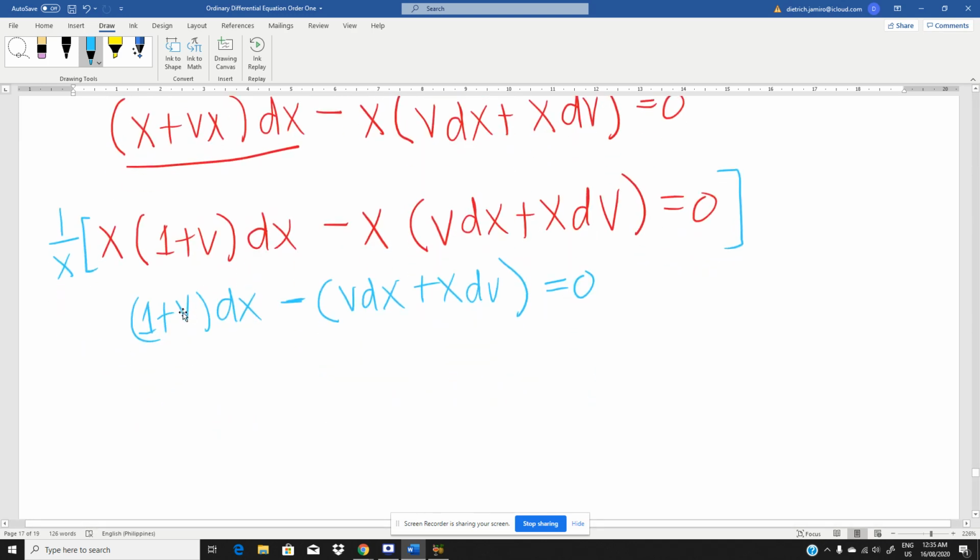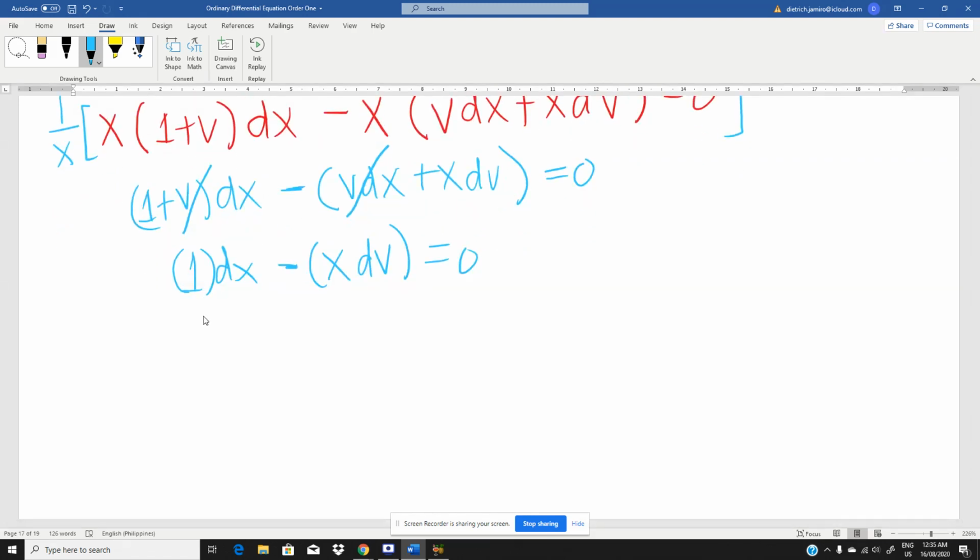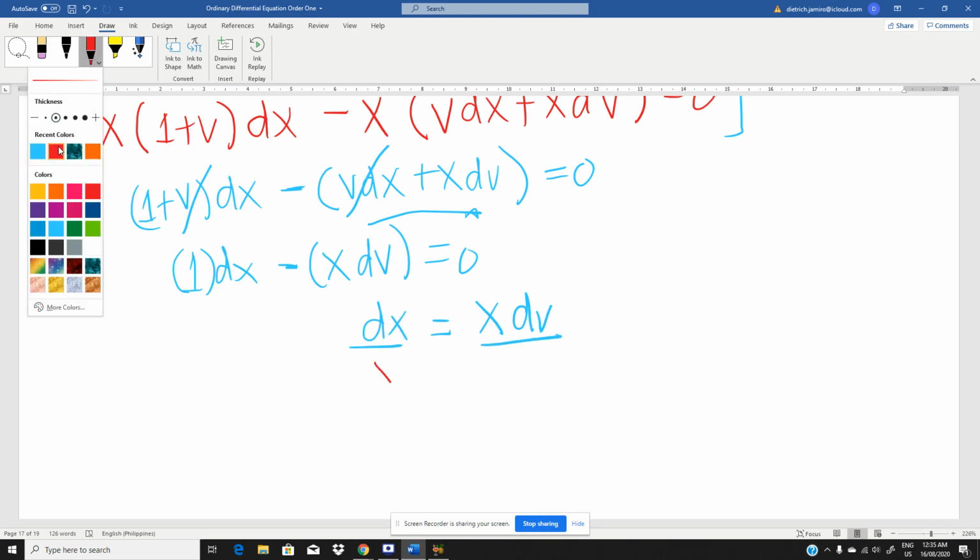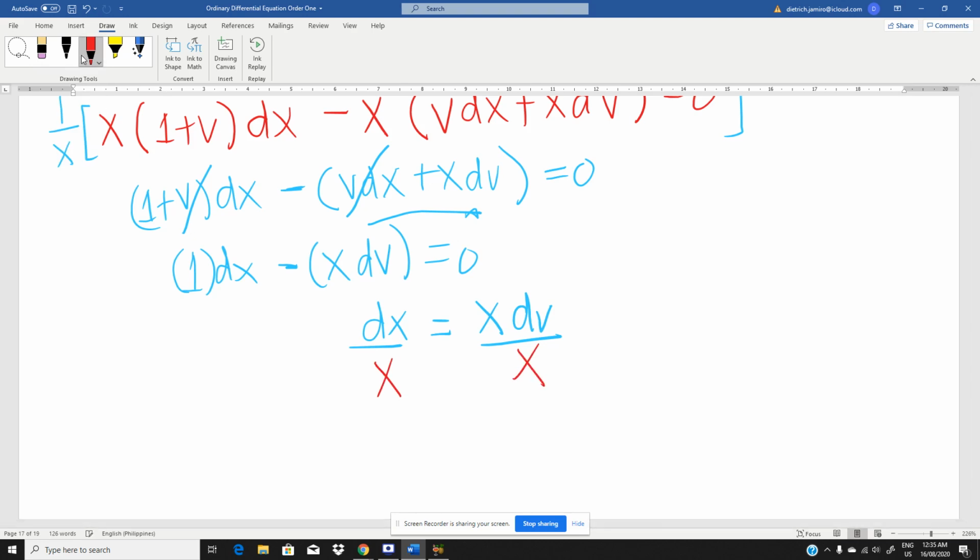By inspection, you will see that v dx here and then negative v dx here will cancel out. So we will have 1 dx minus x dv is equal to 0. Then I'll transpose this one to the other side. So we will have x dv is equal to dx. Dividing both sides of the equation by x, so x will cancel out.